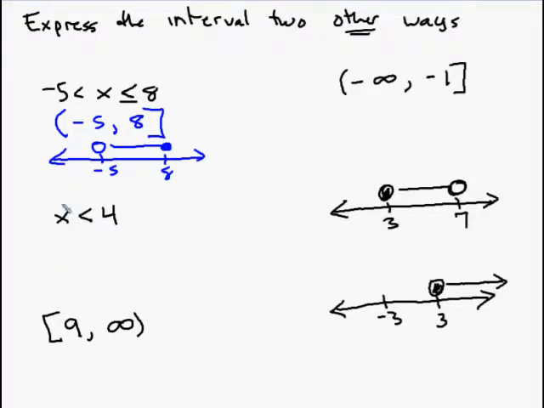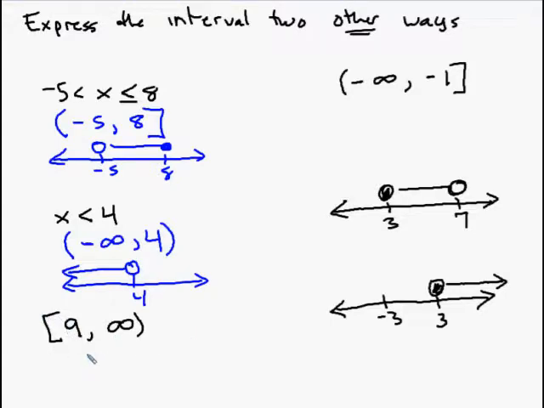Pretty easy. This one, x is on the left, and notice I had that less than symbol, so it's getting infinitely small. So negative infinity, comma, 4, and I don't include the 4, so like that. And on a number line, we would go to 4, and x is less than, so open circle, just like that. Here we start at 9 and go infinitely big.